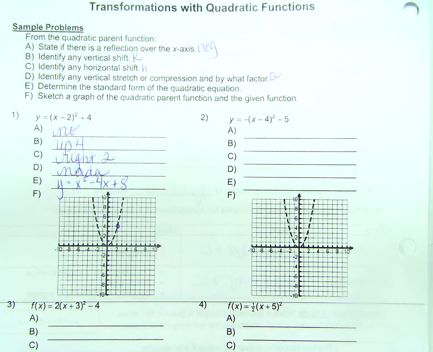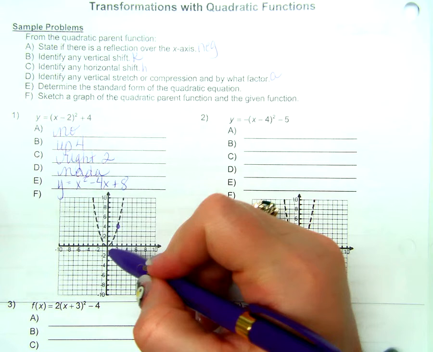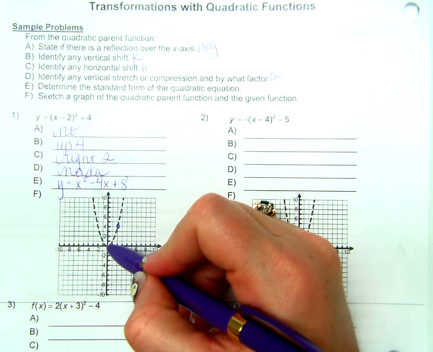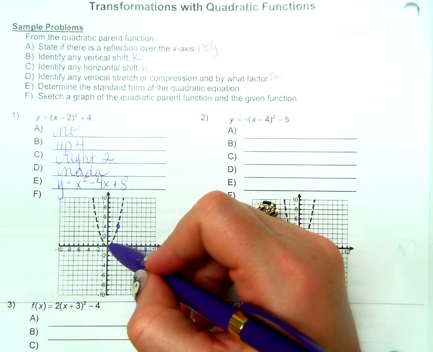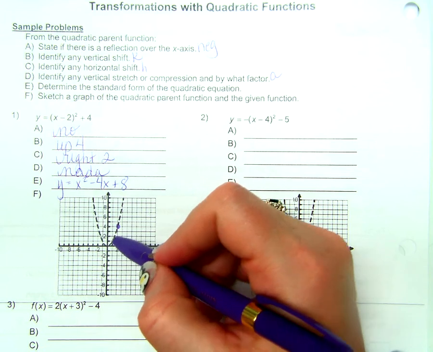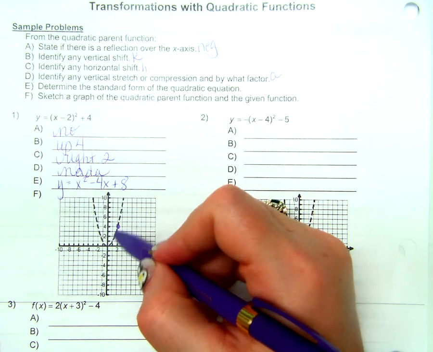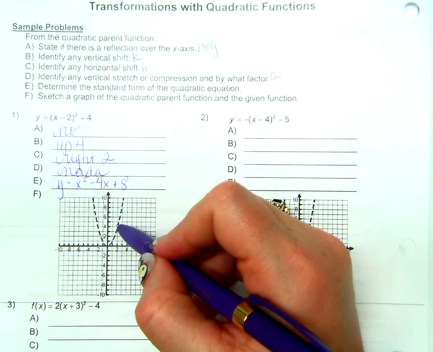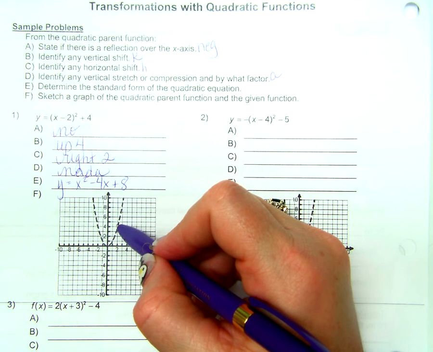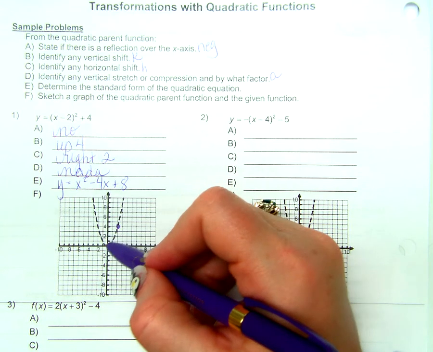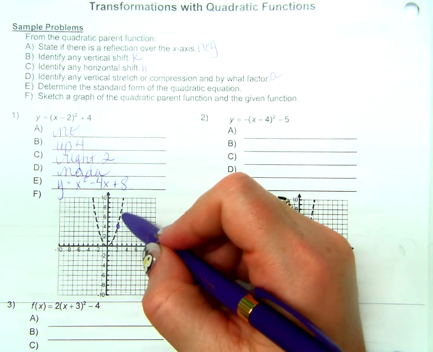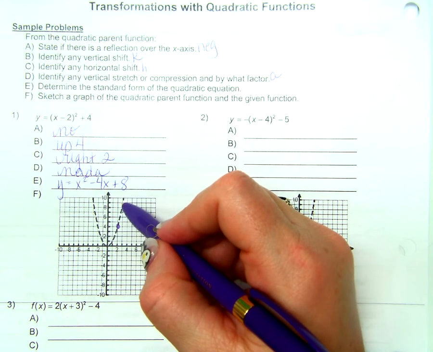Did it change shape? Is there a multiplier that causes a stretch or compression, or does it stay the same shape? Stays the same shape. So the original shape of my parent function says over 1 up 1, because 1 squared is 1. Over 2 up 4, because 2 squared is 4. Over 3 up 9, because 3 squared is 9.